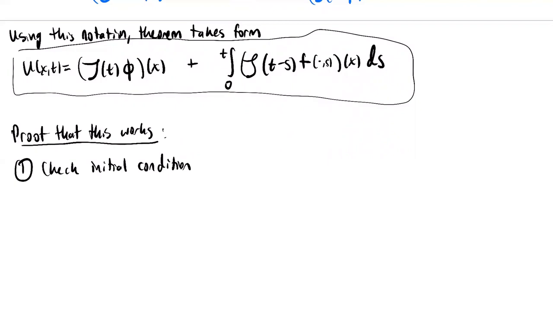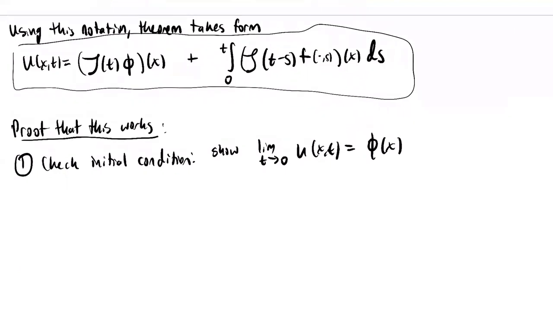So what do we mean by the initial condition? Well, we want to show that if I take the limit as t goes to 0 of the formula on the right-hand side, this is equal to phi of x. And so I'm just going to assume that this is continuous, which in general you can prove it is. We're going to sweep that minor issue under the rug.